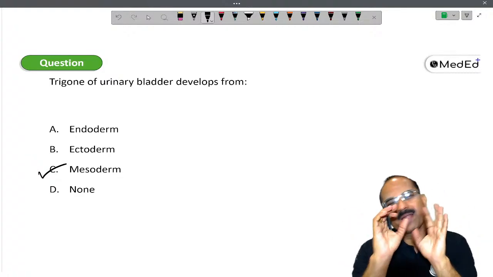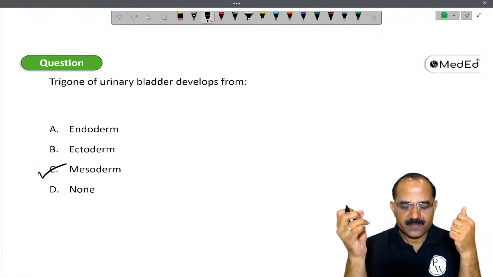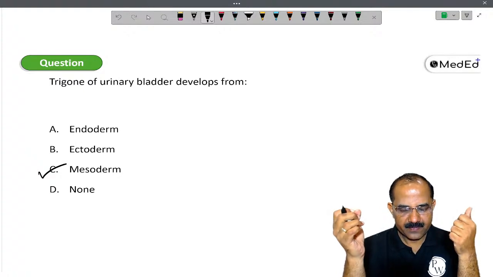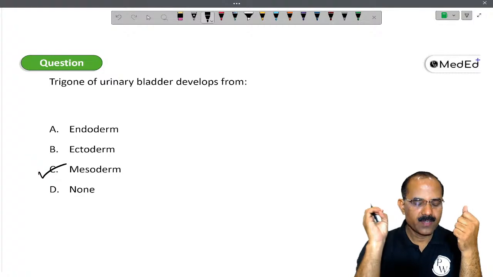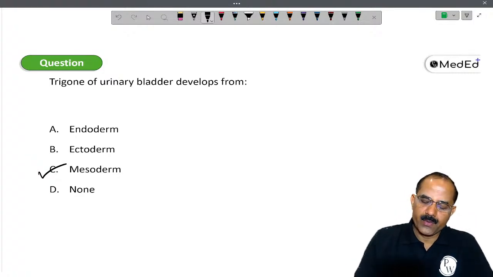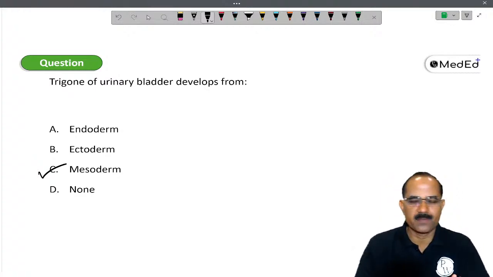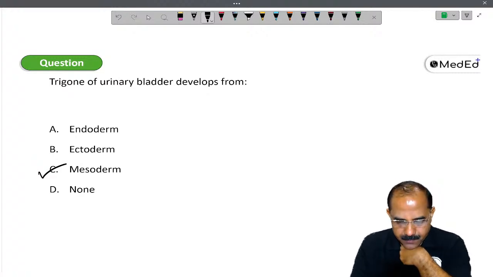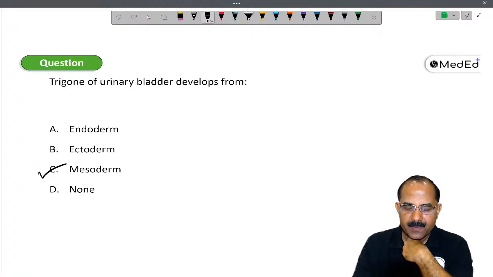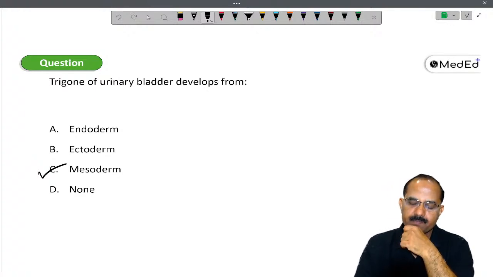The trigone of the bladder is derived from mesoderm, right? But the rest of the bladder is derived from what? Any idea? The rest of the bladder is derived from endoderm. So the bladder is developed from endoderm except trigone, which is derived from mesoderm. ये याद रखना. ठीक है. That's a very important MCQ.